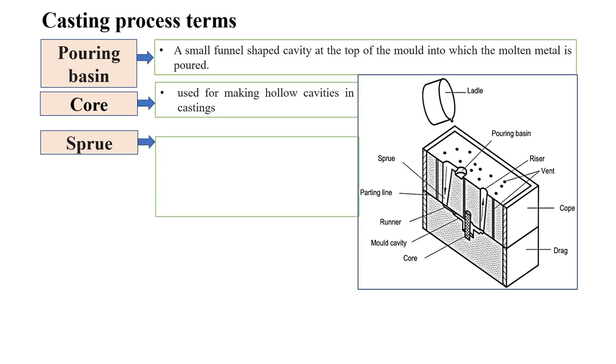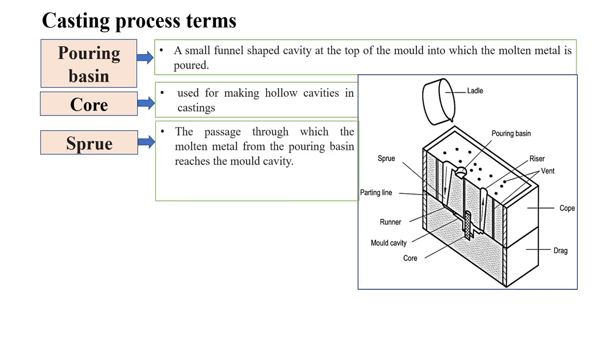Sprue. Sprue is the passage through which the molten metal from the pouring basin reaches the mold cavity. In many cases, it controls the flow of metal into the mold.